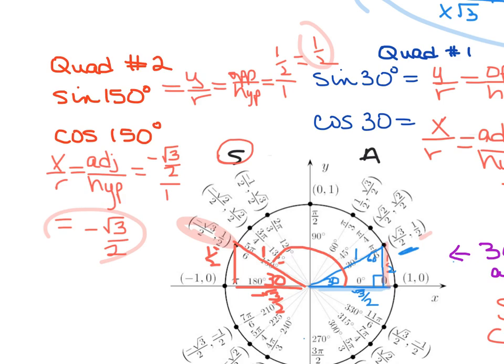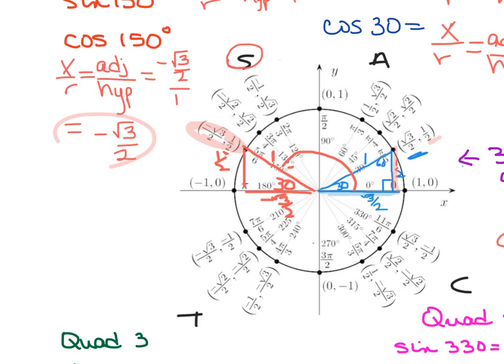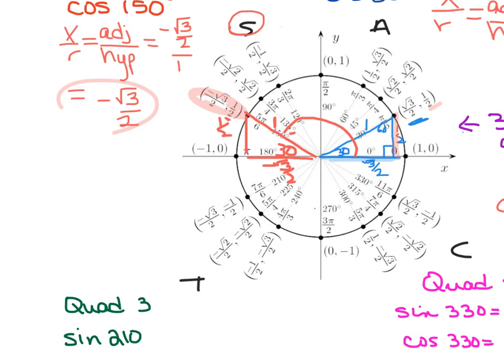Next, I'm going to move to quadrant 3. Again, I'm looking for my reference angle of 30 degrees. So that is going to be a measurement of a 210 degree angle. So here is my triangle. Again, I can label the sides. This is the y, so it's negative 1/2. And the x is the same thing that I just wrote here for the one above. Again, my hypotenuse is 1.